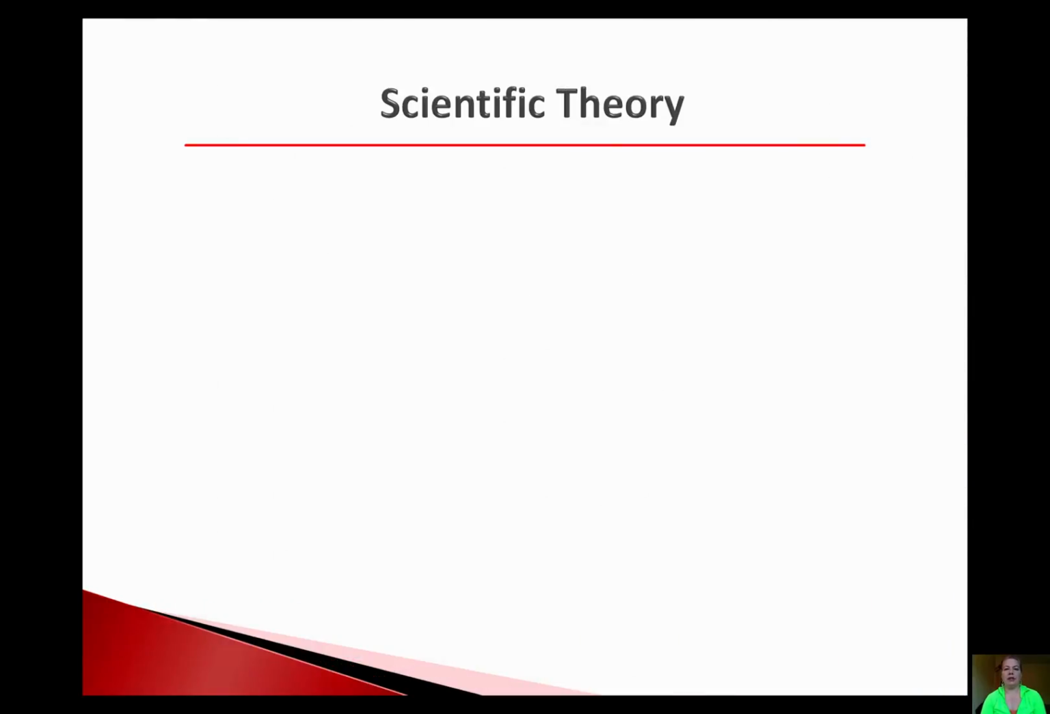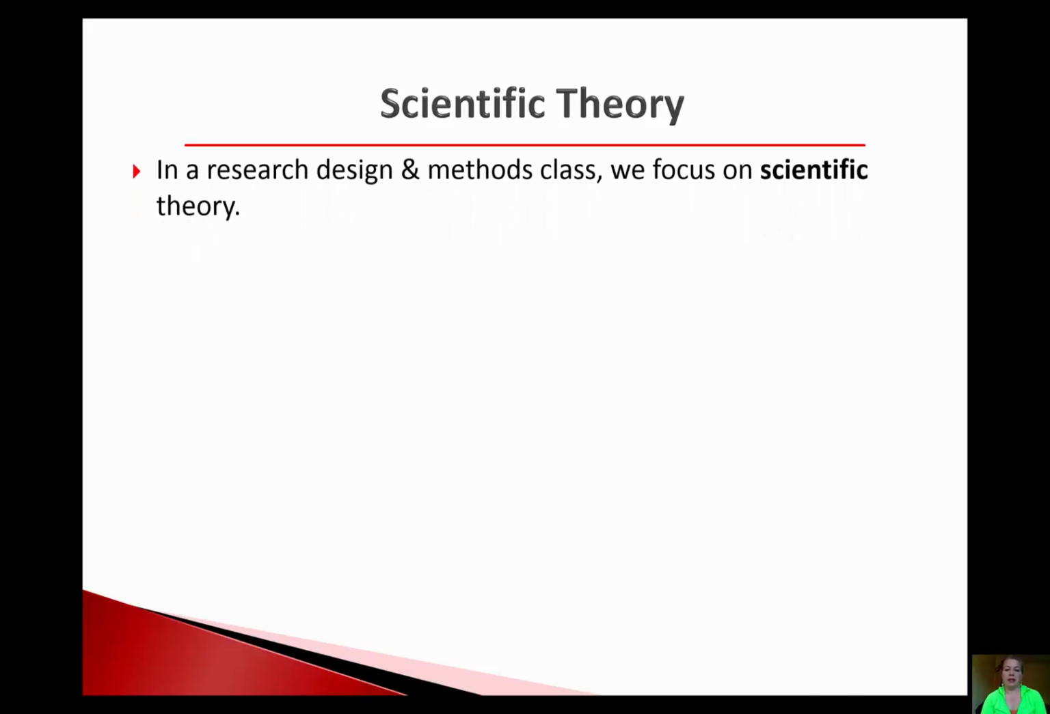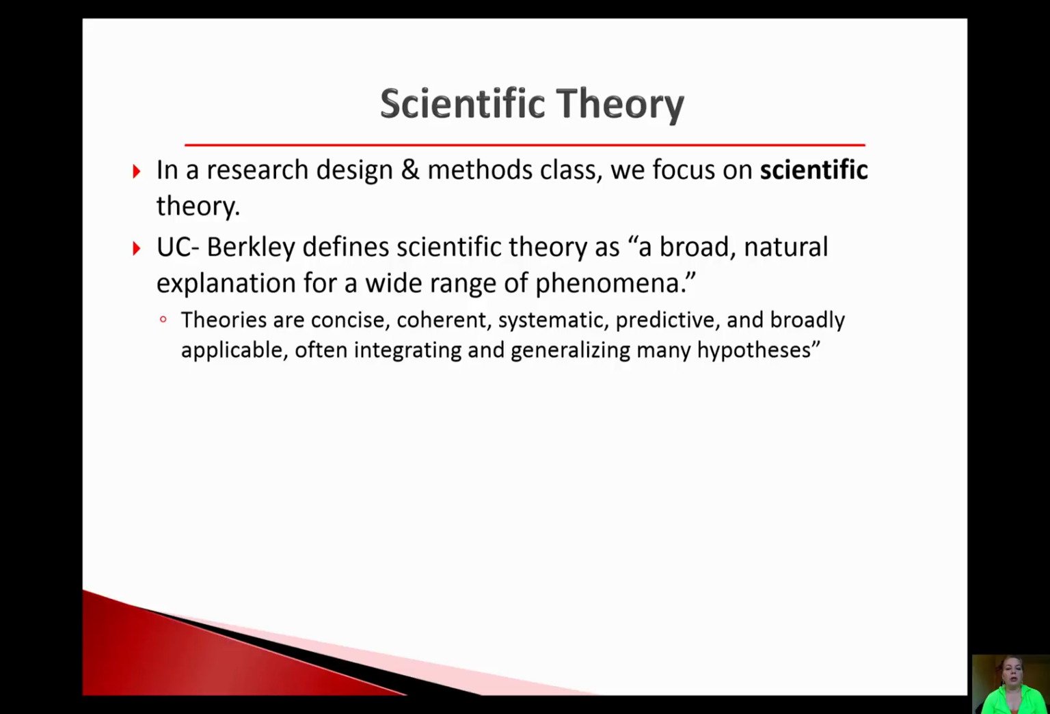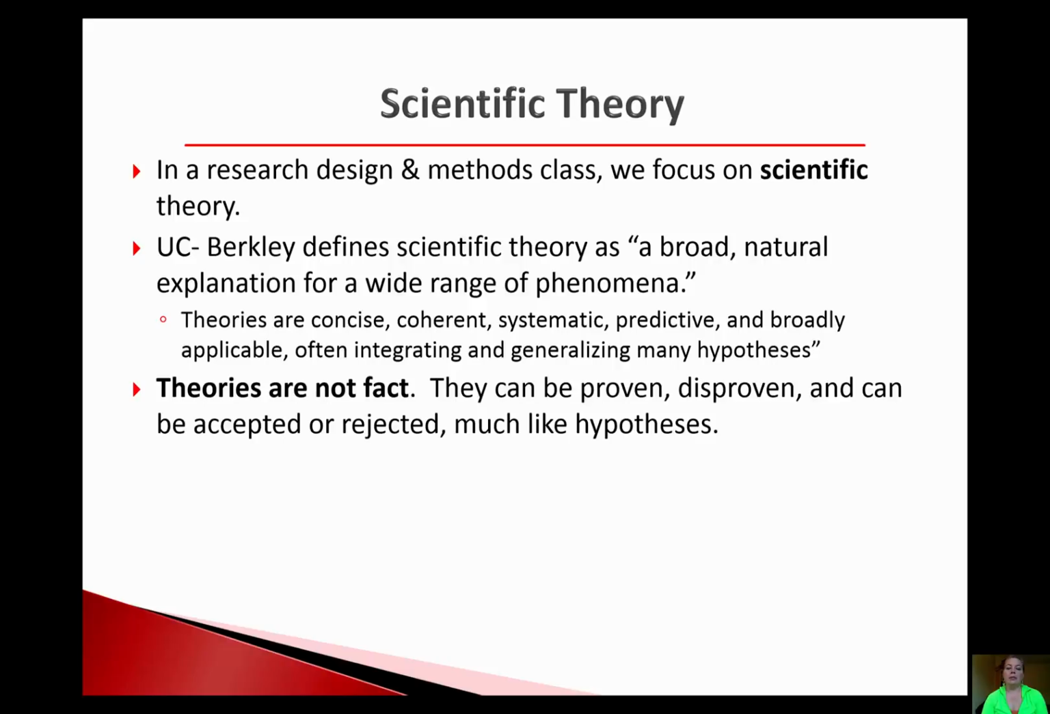Now let's talk about scientific theory, which is a little bit more specific than theory in general. In Research Design and Methods class, we focus on scientific theory, whether you're in a biology class, a psychology class, an education class, or an assistive technology studies and human services class. University of California, Berkeley defines scientific theory as a broad, natural explanation for a wide range of phenomena. Theories are concise, coherent, systematic, predictive, and broadly applicable, often integrating and generalizing many hypotheses. Theories are not fact. They can be proven, disproven, and can be accepted or rejected, much like hypotheses.